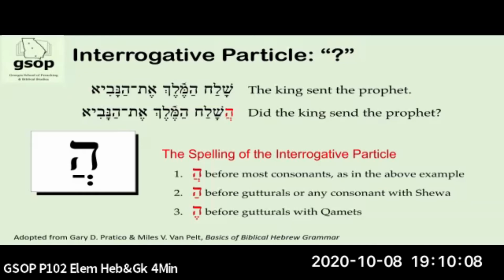And one of the clues to help you is if it's the very first word, it's quite possibly the interrogative particle, in other words, it's a question. Also, if it's attached to a verb, verbs don't have articles. But if it has this hey with any one of these vowels underneath it, it's an interrogative particle. It's a question.